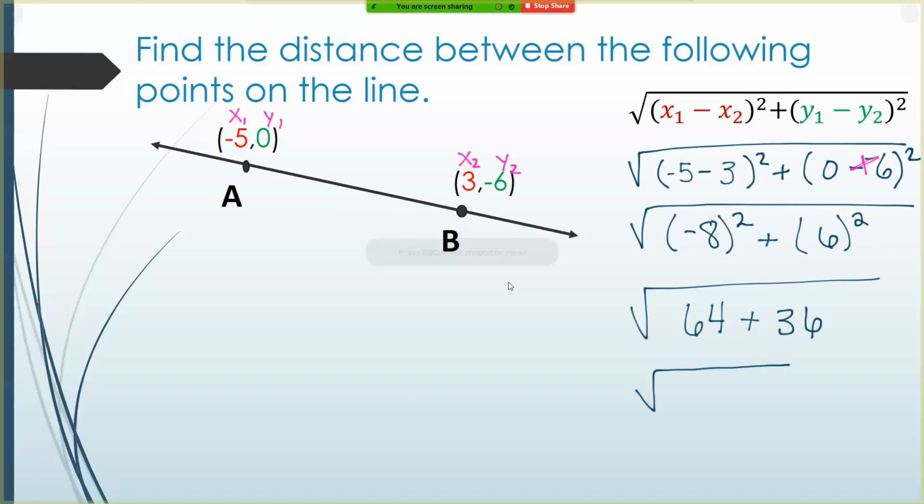Now I'm going to take 64 plus 36, which adds together to give me 100. Then in my calculator, I'm going to take the square root of 100, which this time just gives me 10. It's a whole number. So the distance between point A and point B would be 10. Questions on this one?